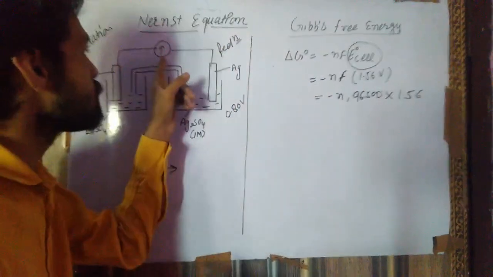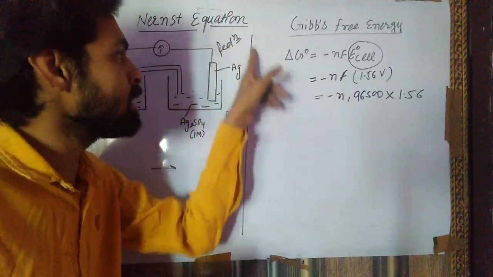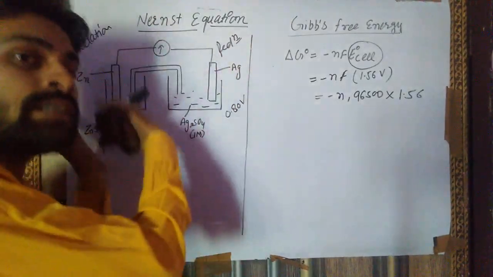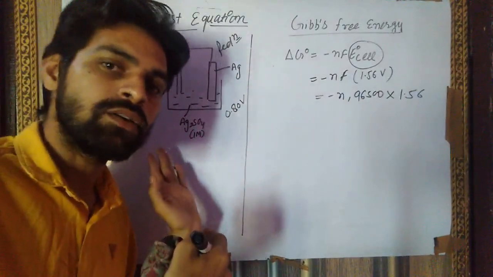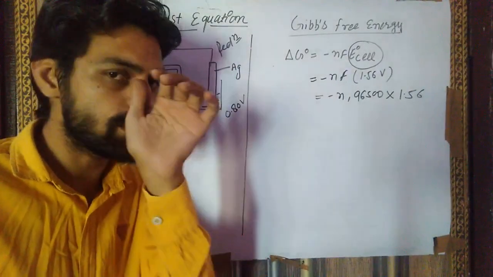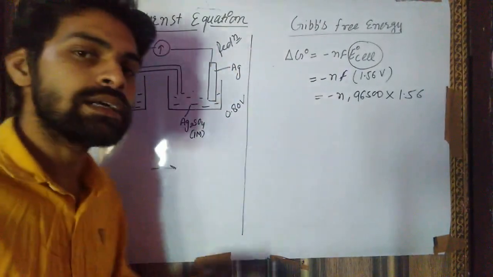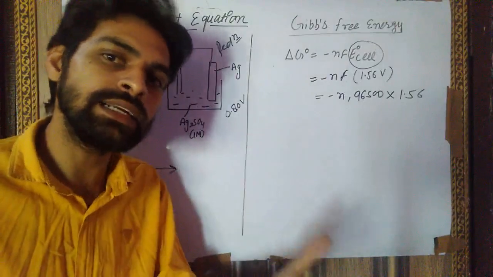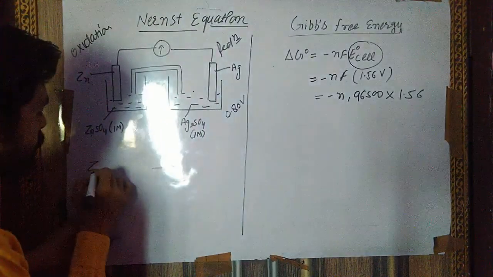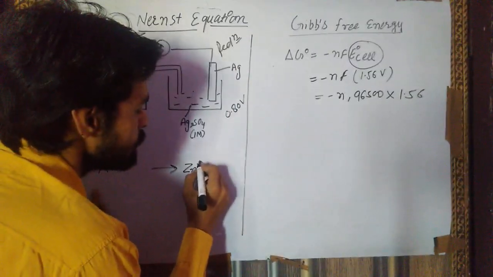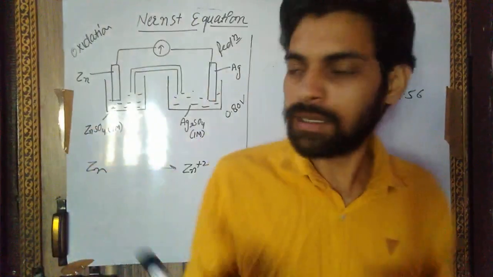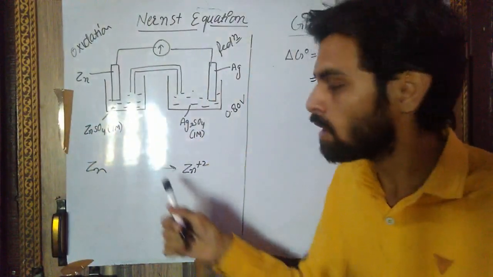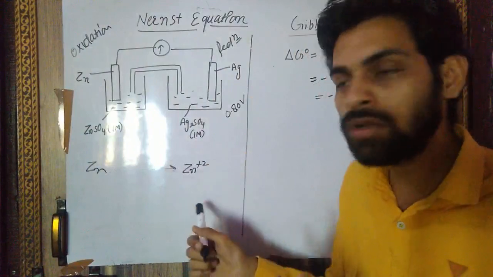But don't get confused. To calculate the EMF, we take reduction potential of right hand side as well as reduction potential of left hand side. Okay, we use the same term, that is reduction potential. But actually oxidation occurs at left hand side, that is at anode. So here zinc will lose its electron, converting zinc solid into zinc 2 positive.